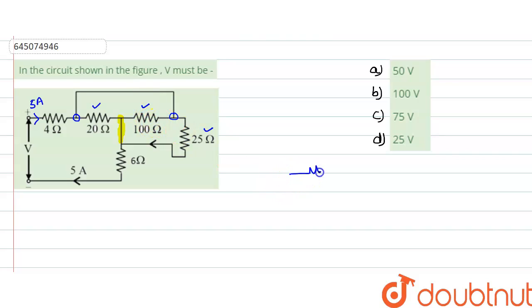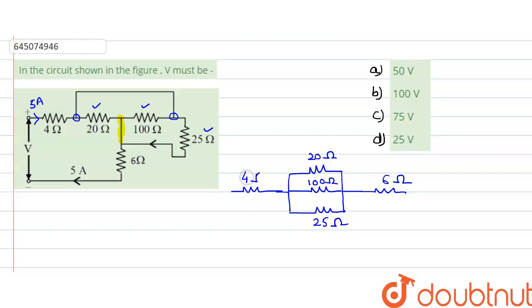So let's say this is our 20, this is our 100, and this is our 25. Their ends are connected by the same wire, so they are at the same potential. In the figure itself it was not exactly clear, so we are redrawing this part. So it is 20, this is our 100, and this is our 25 ohm. Then we have our 6 ohm, and in this part our 4 ohm.